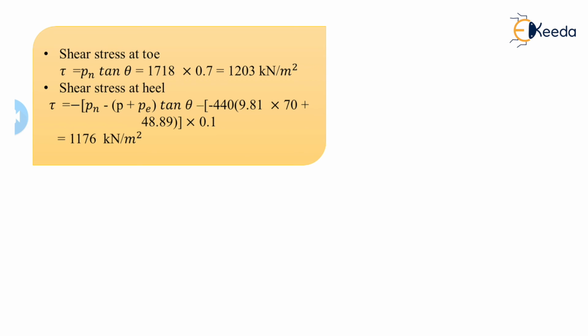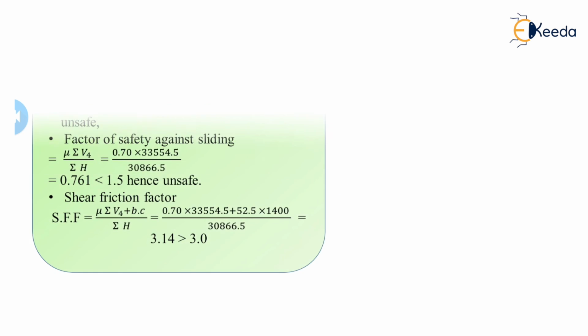Shear stress at the toe, again Pn into tan phi. Simply substitute the value, we will get 1203 kilonewton per meter square. Again, shear stress at the heel is minus bracket Pn, normal compressive stress at the heel, minus bracket P, the water pressure, plus Pe, hydrodynamic pressure, into tan theta. Substitute that value, we will get 1176 kilonewton per meter square.